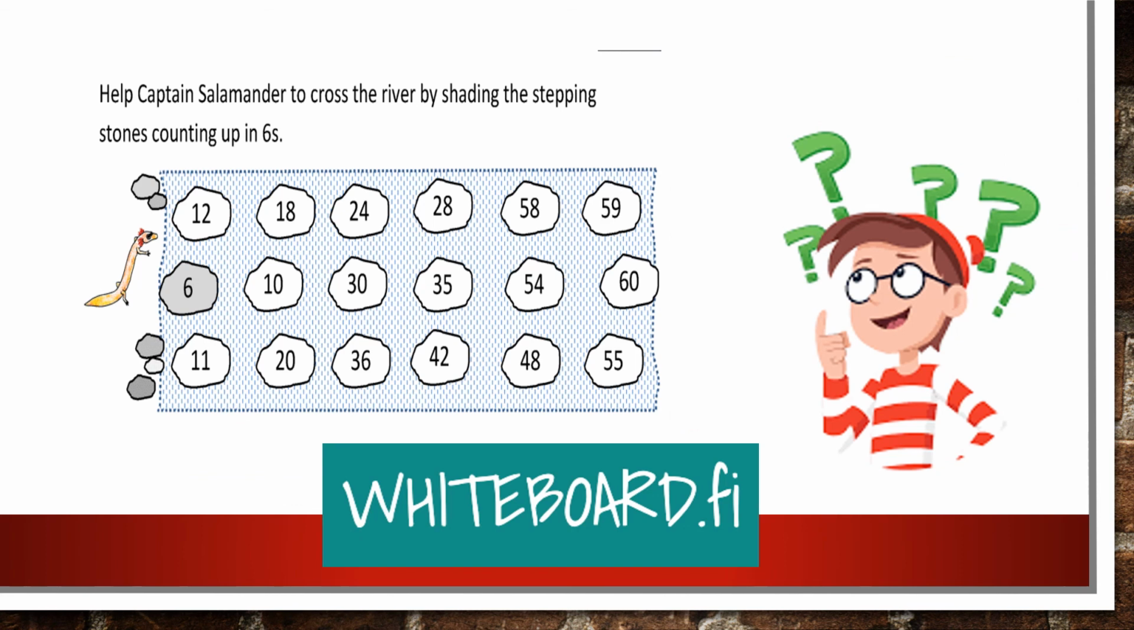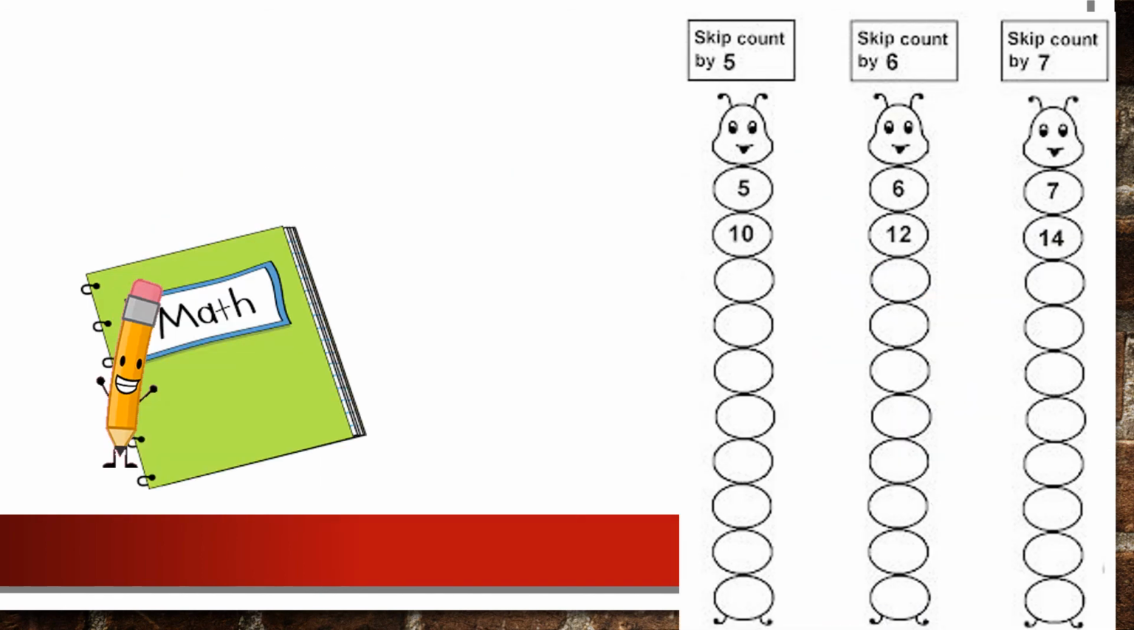Now here is a different insect. Now we have to find him the way to go out of this maze by counting in 6. We will have fun while doing this activity in the class. Now student, in the math book we will be writing counting in 5, 6 and 7.